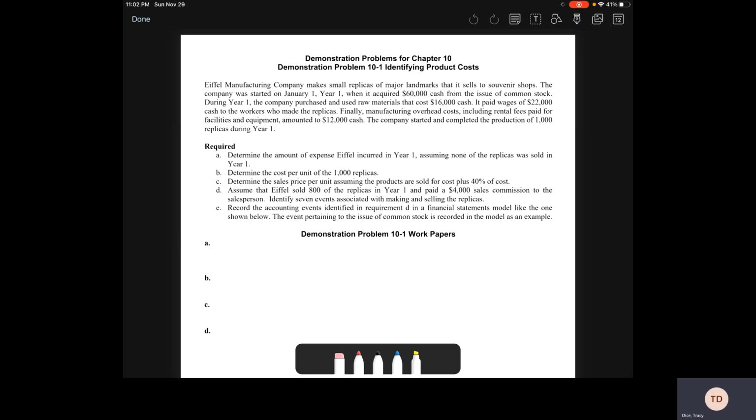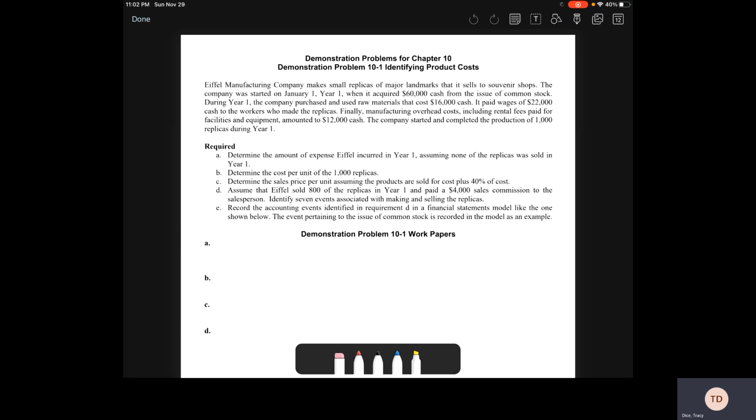It acquired $60,000 cash from the issue of common stock. During year one, the company purchased and used raw materials that cost $16,000 cash. It paid wages of $22,000 cash to the workers who made the replicas. And they finally had manufacturing overhead costs, including rental fees paid for the facility and the equipment, that were $12,000 cash. The company started and completed the production of 1,000 replicas during year one.